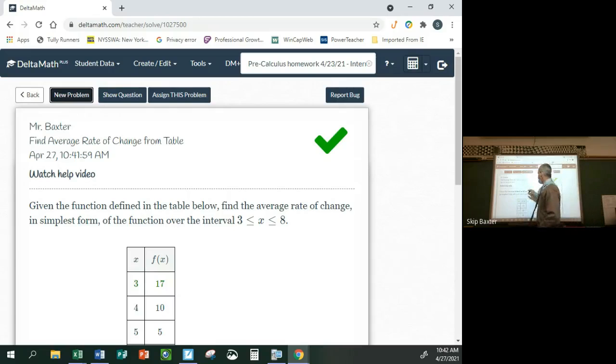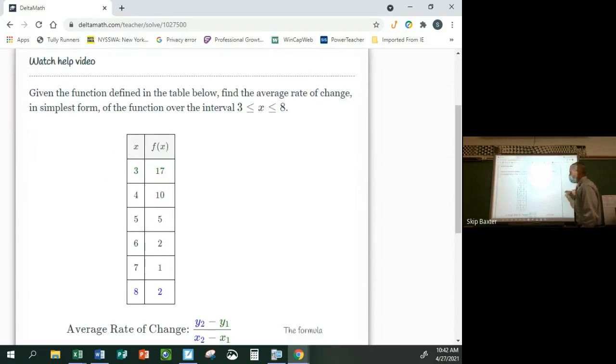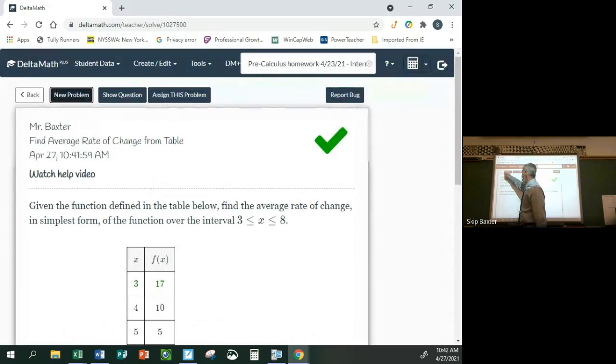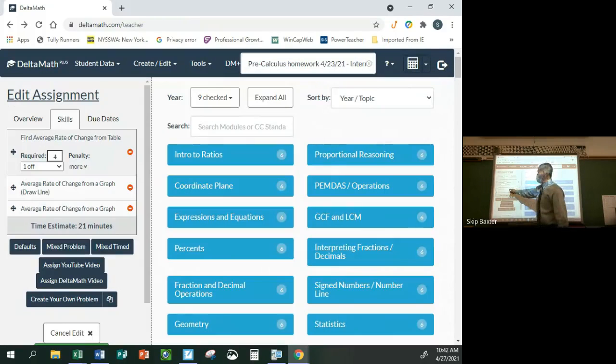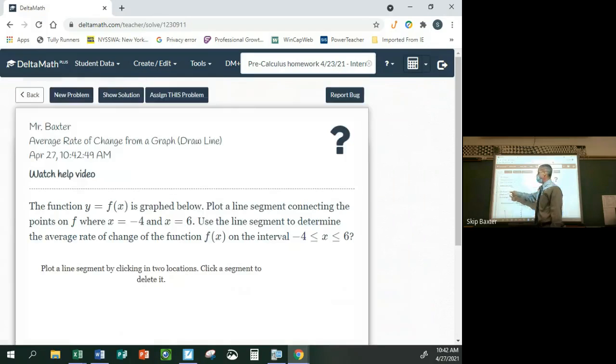But you have to be careful. Sometimes they're not going to give you the first and the last term of the table. It might be some in-between terms. So read the directions carefully to see what interval that you're looking at. Okay? The second part of the assignment is where they want you to actually draw that line connecting the 2 points and then calculate the slope.